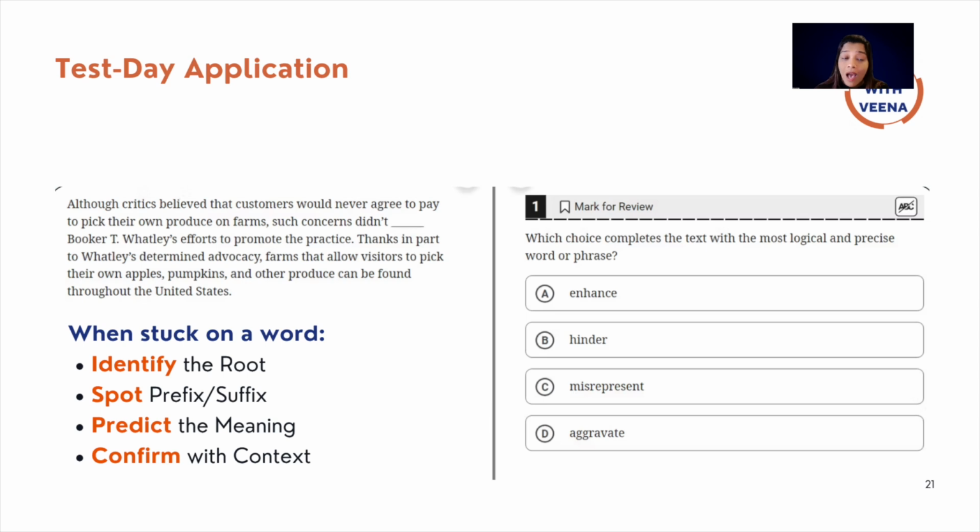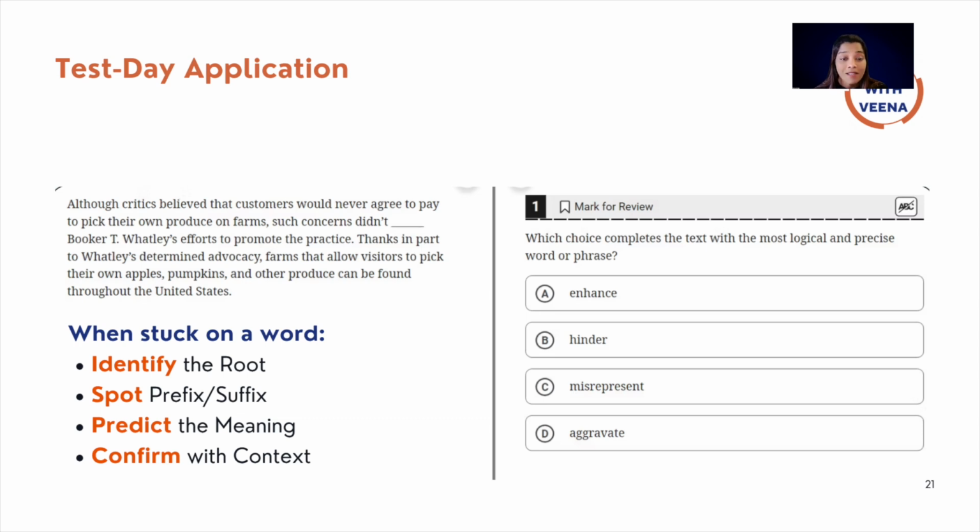Now, let's talk about how to use everything we have learned on the actual SAT, especially when you're stuck on a tricky word. This is your quick 4-step rescue plan. Step 1, identify the root. Look for the base meaning. Even a small root can unlock most of the word. Step 2, spot the prefix or suffix. These pieces change the direction of the meaning: positive, negative, opposite, quantity, intensity, everything.